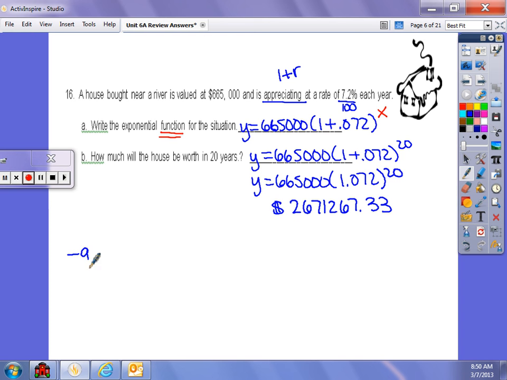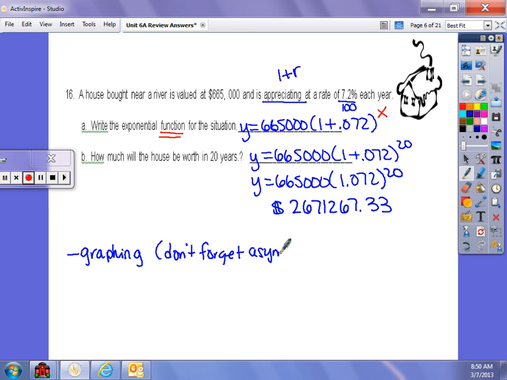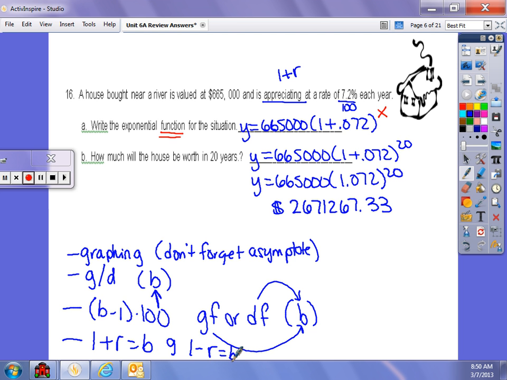Alright guys, so that concludes video 1. So in video 1, remember with graphing, we talked about don't forget the asymptote. And then the second section for growth and decay, remember to look at the B value. The next section was growth and decay percentage rate. So that formula is B minus 1 times 100. And remember, your growth factor or decay factor is always your B value. Okay. And then the last section with the word problems, you use 1 plus the rate for B, and that's for growth. And you use 1 minus the rate for B, and that's for decay.